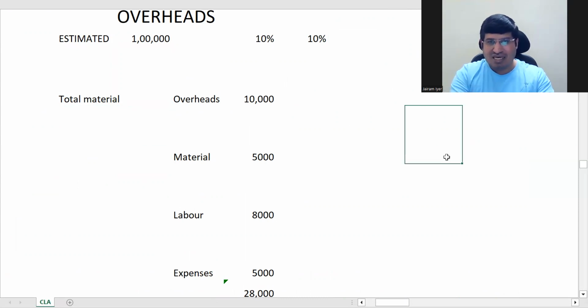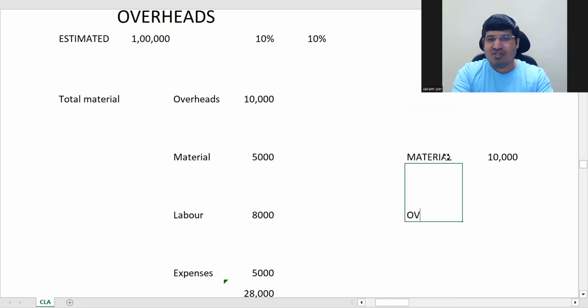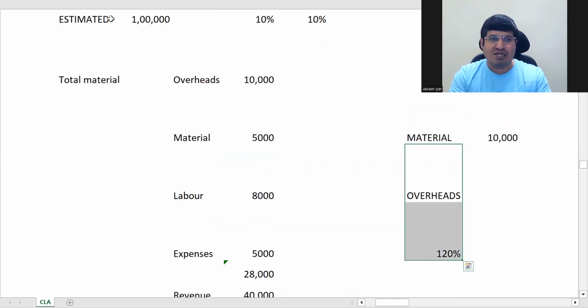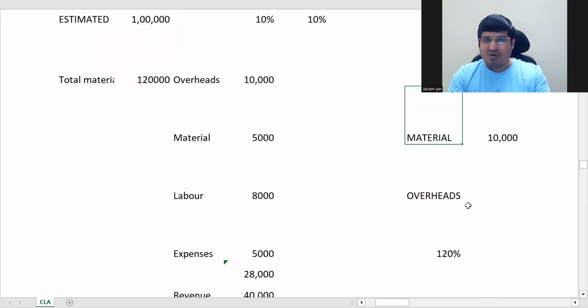So you come to know of a ratio that for any order, if I know the material, I will be able to form a relation, because here I know the total overheads and here I know the total material. Total material is say 1,20,000. So here I come to know that your overheads are 120% of material. That's the general relation. Now this is how the loading is done. Whatever material you get, you just load 120% or whatever percent it is.